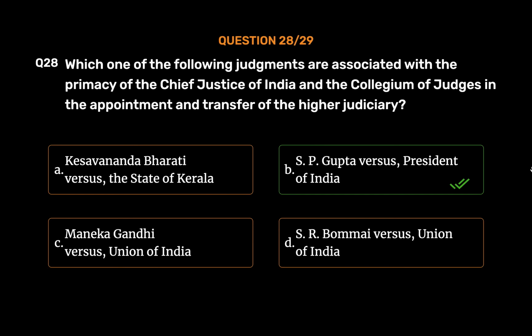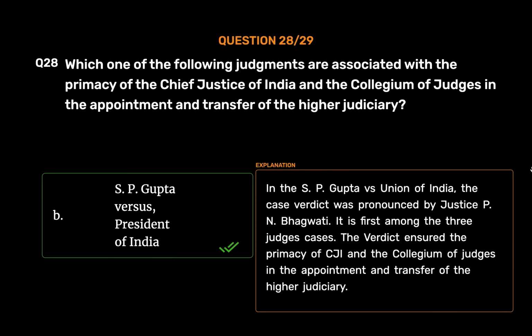S.P. Gupta vs. President of India. In the S.P. Gupta vs. Union of India case, the verdict was pronounced by Justice P.N. Bhagwati. It is the first among the three judges' cases. The verdict ensured the primacy of the CJI and the Collegium of Judges in the appointment and transfer of the higher judiciary.